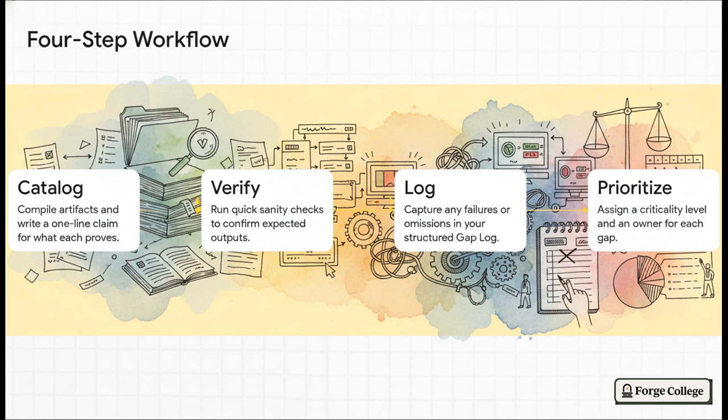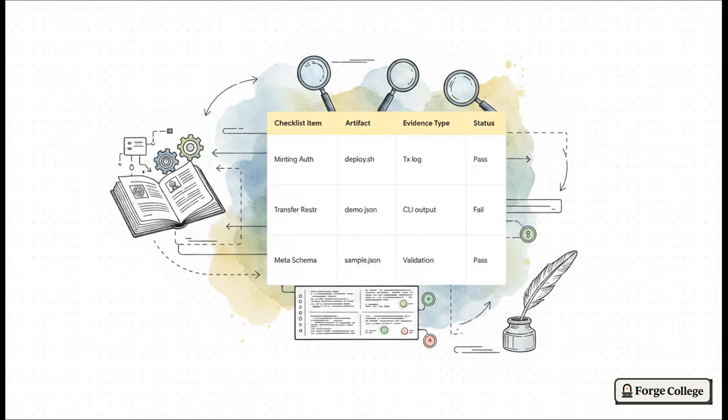And finally, Step 4, prioritize. Assign a criticality level and an owner for every single gap. The final output of that workflow is this beautiful, completely objective table. This is exactly what you want sitting inside your integration checklist.